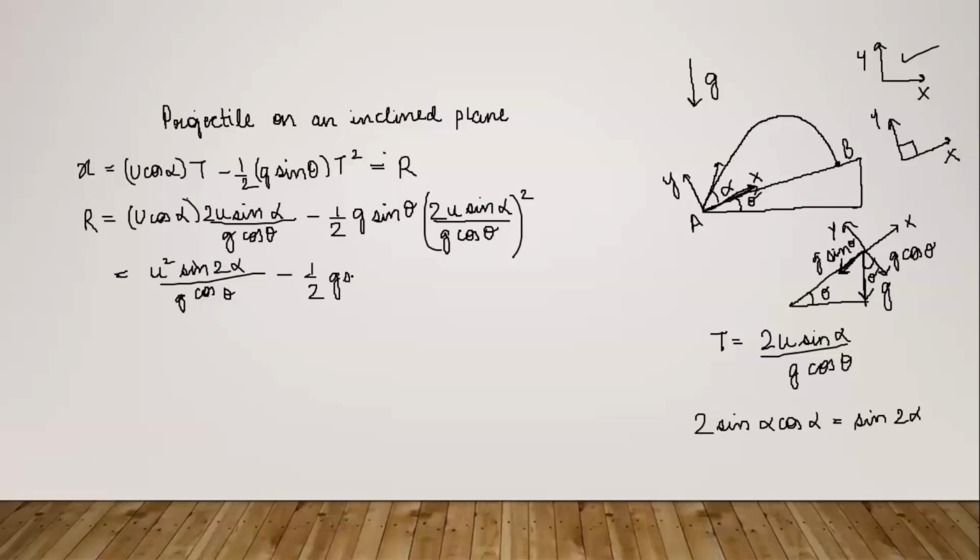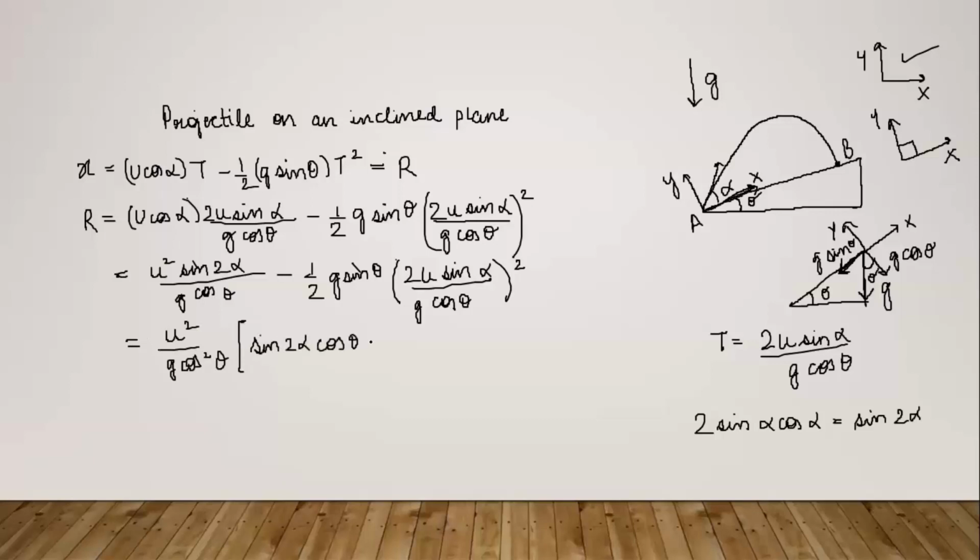minus half g sine theta. What we will do is we will take u square by g cos square theta common. When we do this, we are left with sine 2 alpha over here, and we will multiply by cos theta here. Then again, g cos square theta has been taken out and we are left with sine theta and sine alpha over here. The 2 and 2 will cancel out and a 1 by 2 will be left. And again we are left with this sine theta, and here we are left with sine square alpha.